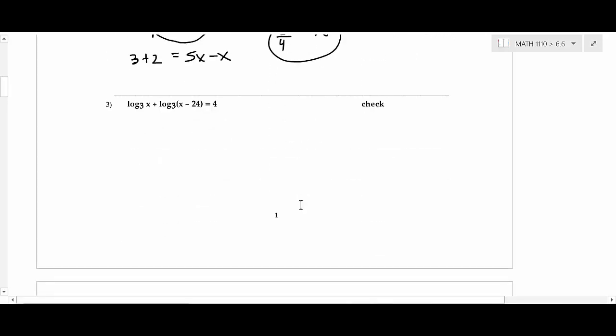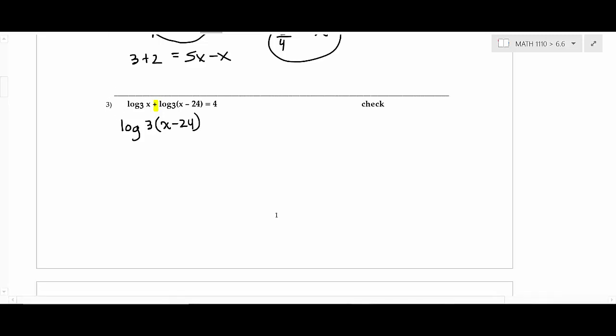All right, now this one is where you have to use properties of logs. So notice on this you have a plus sign. So how do you put those two logs into one log? You write it as a product, right? Okay, good. So what you want to do is write this as log of 3 times x minus 24.